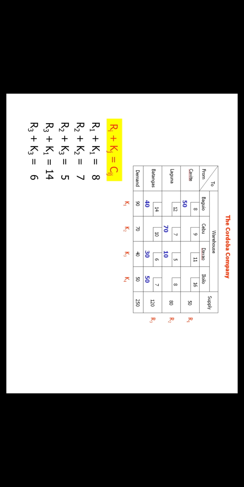And finally, we have the last used cell to evaluate, the one with the cost of 7. The row position is still at row 3. Column position is now at column 4. So we would end up with R sub 3 plus K sub 4 equal to 7.